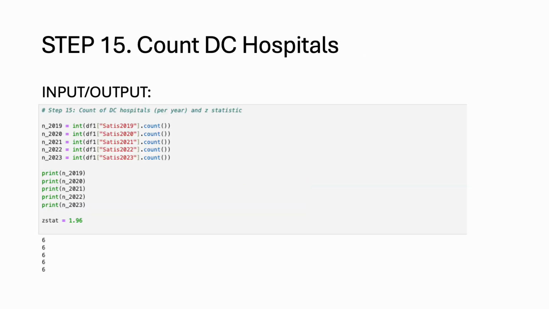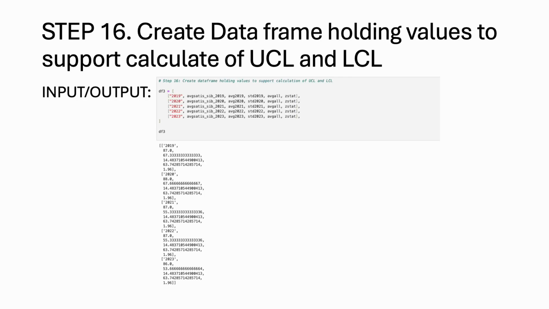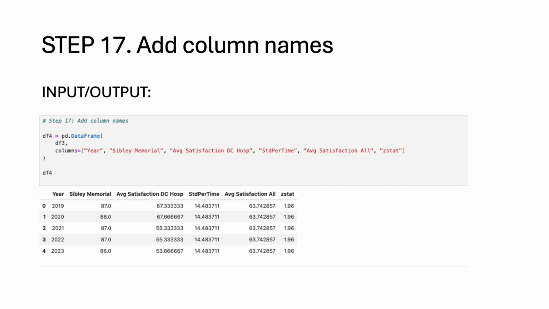In step 15, we are counting DC hospitals. This matters because the control limits use the standard error, which depends on sample size. I also set Z to 1.96, which corresponds to a 95% interval. Step 16 includes assembling a table that includes the year, Sibley's mean, the DC mean, the standard error per year, the overall mean, and the Z statistic, so I can calculate the upper control limit and the lower control limit cleanly.